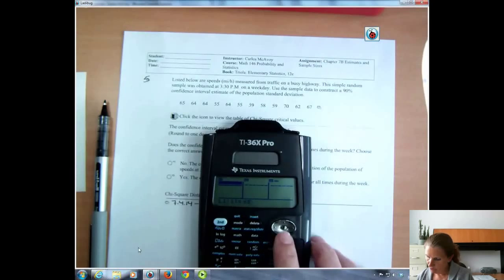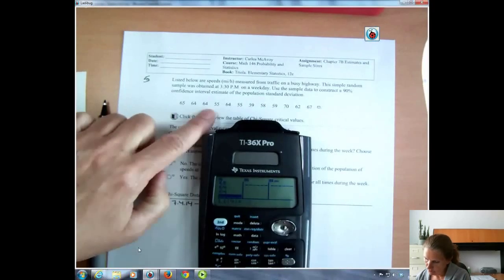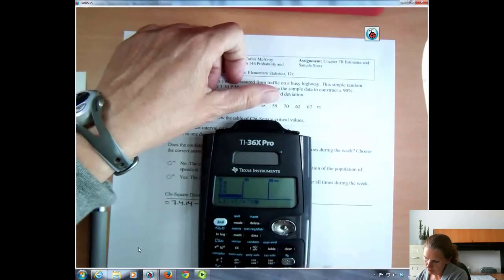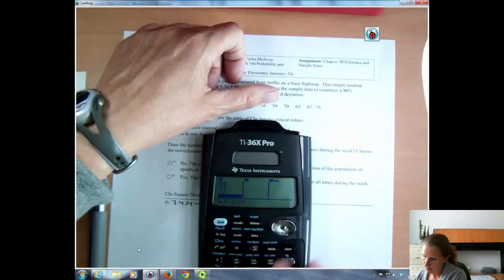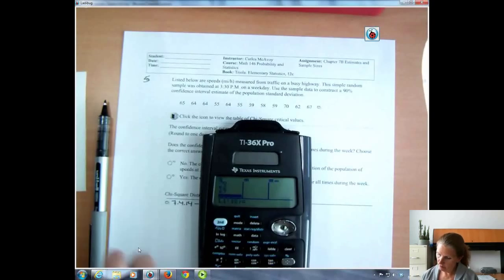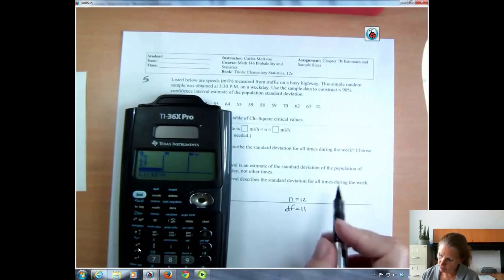I'm going to have to put all this data in: 65, 64, 64, 55, 64, 55, 59, 58, 59, 70, 62, and 67. That's 12 pieces of data. So I know something. N equals 12, so my degrees of freedom are 11.